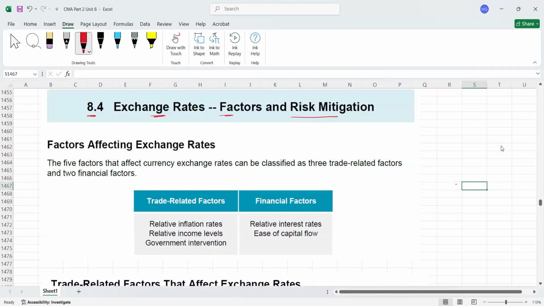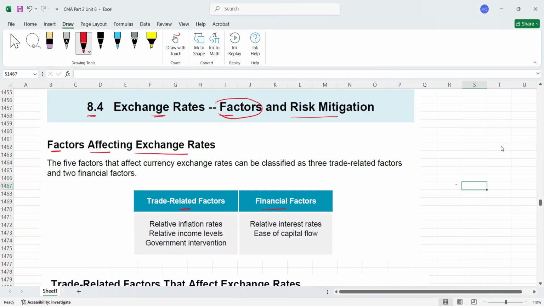Today I will focus on which factors can affect the exchange rate. We will discuss overall the first five factors, out of which three factors are related to trade and two factors are related to the financial side. Then I will also discuss some theories: the interest rate parity theory, the purchasing power parity theory, and the international Fisher effect. First, we are discussing factors affecting exchange rate.